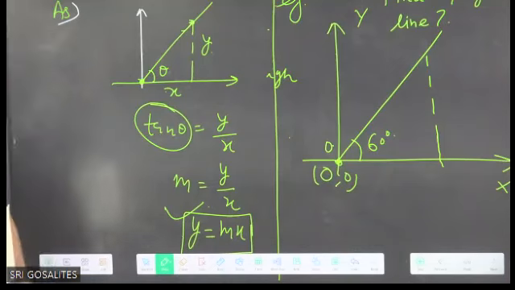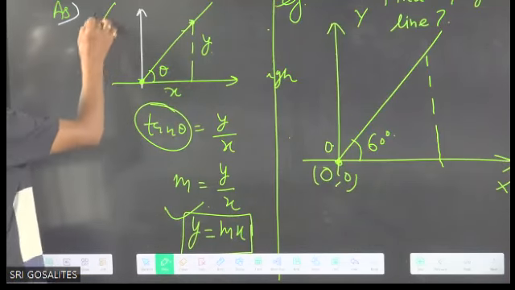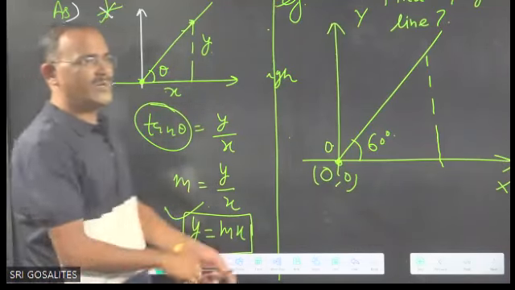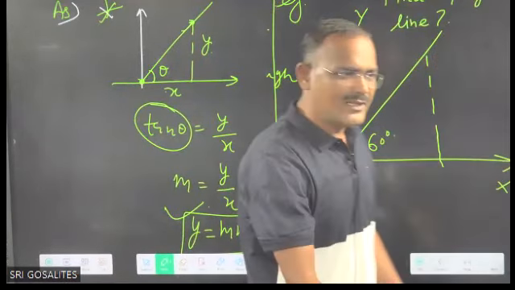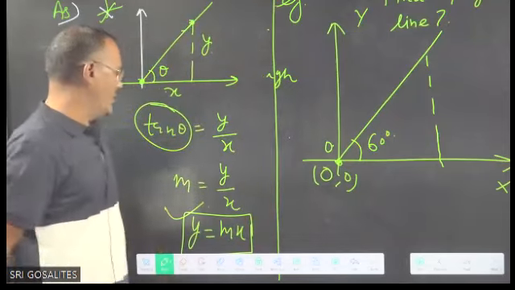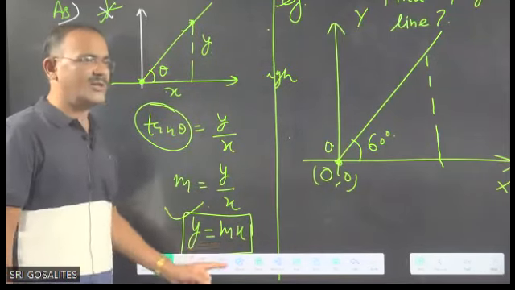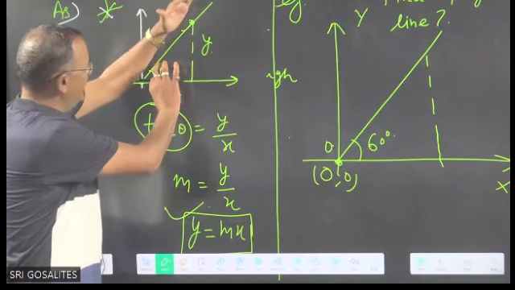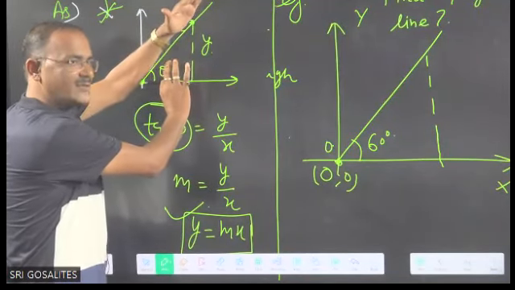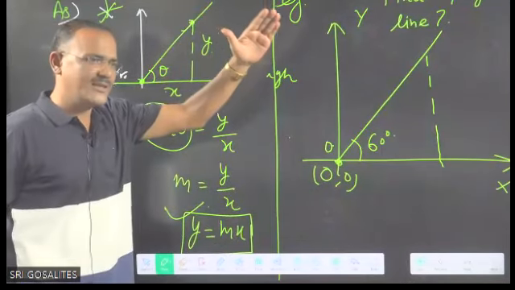Y equals to mx. So first of all, you have to keep this in your mind, take an injection of this in your blood, that any line passing through the origin will have the equation y equals to mx. What is the m? Slope of that line, meaning the angle made by it with the x-axis. If theta, then m is tan theta.